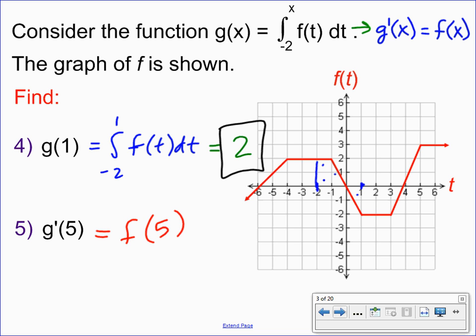Can I get f of 5 from a graph? That's as easy as getting the y-coordinate of my function value f, whose graph is shown, when x equals 5. So I'll go right here. I'll grab the y-coordinate, and it's not undefined. It's not DNE. This is simply the y value of the function f shown, and that's 3.